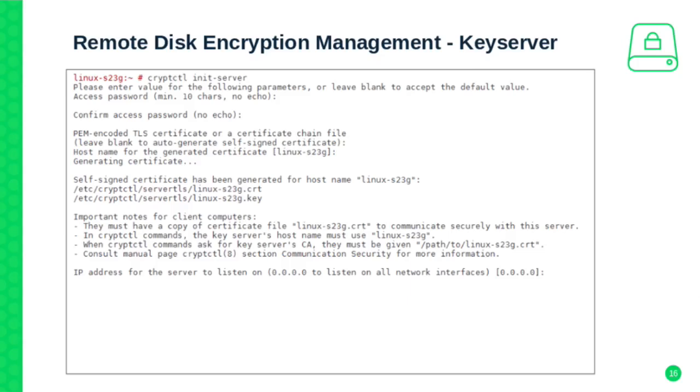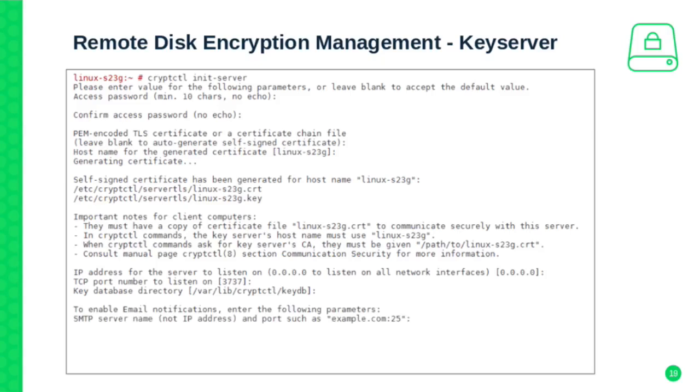The next thing you are asked is the IP address the Keyserver should listen on. Could be that you have more IP addresses. In my example, I'm using all IP addresses, all network interfaces. You have to provide a port on which the Keyserver listens. The default is 3737, but you can, of course, change that. The Keyserver asks you where you want to store the keys that all the clients send to the Keyserver. By default, it's /var/lib/cryptctl/keydb. Of course, you can change that to any location you like.